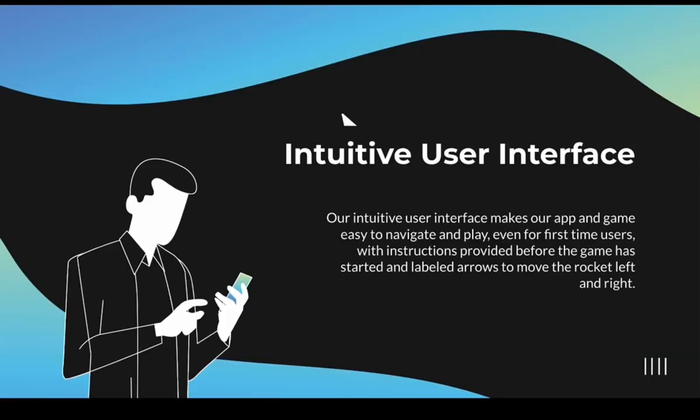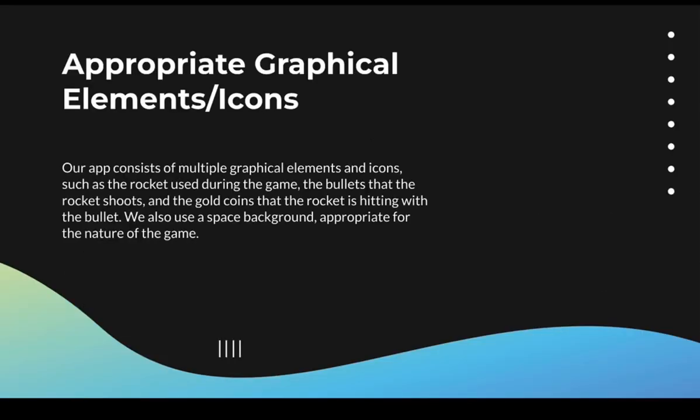Our intuitive user interface makes our app and game easy to navigate and play, even for first-time users, with instruction provided before the game has started and labeled areas to move the rocket left and right. Our app consists of multiple graphical elements and icons, such as the rocket used during the game, the bullets that the rocket shoots, and the red square barrier that the rocket is hitting with the bullet. We also use a space background appropriate for the nature of the game.